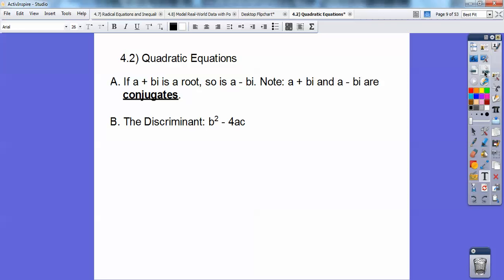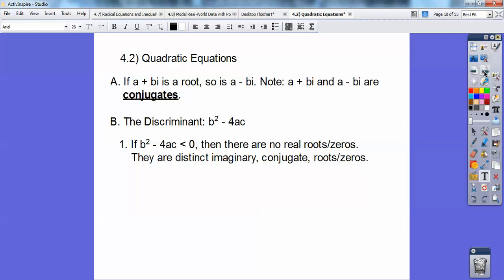So the discriminant tells us what's called the nature of the roots. If you just look at the b squared minus 4ac, if it's less than 0, that means there are no real roots, and they're distinct conjugate imaginary roots. Roots are zeros. So it's just a parabola, you guys. It never crosses the x-axis. If it has a root, it goes through the x-axis, but sometimes they don't. So that's when the b squared minus 4ac is a negative number right there.